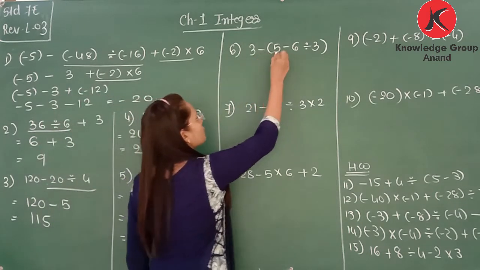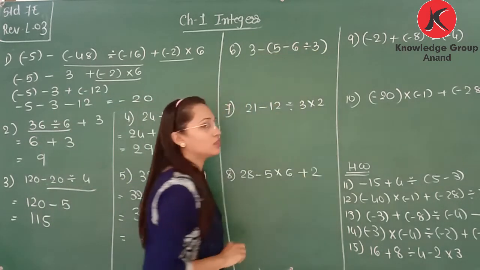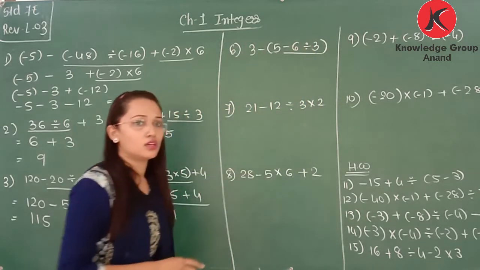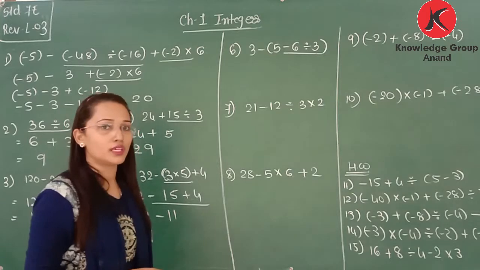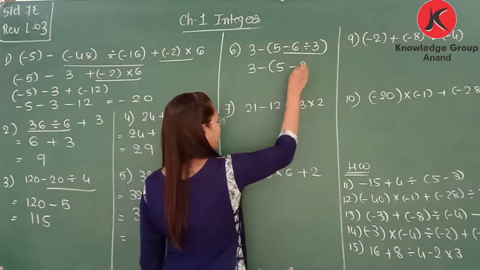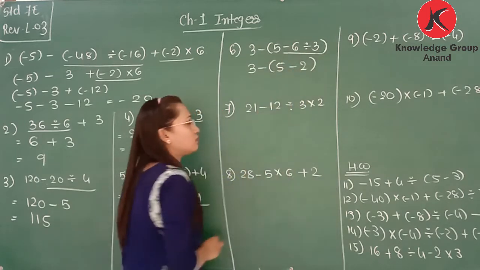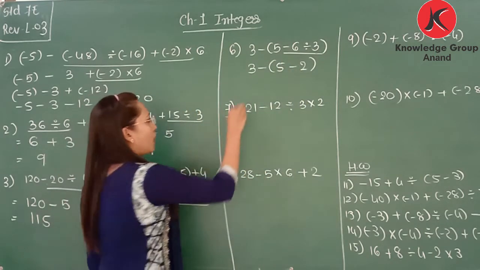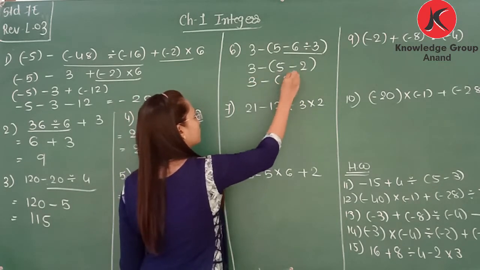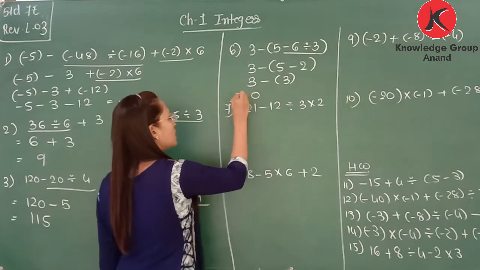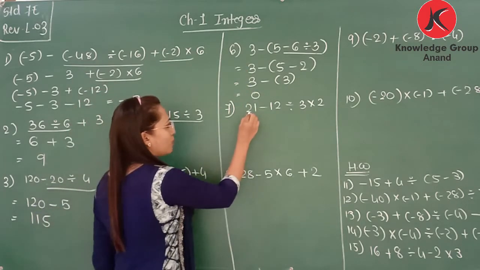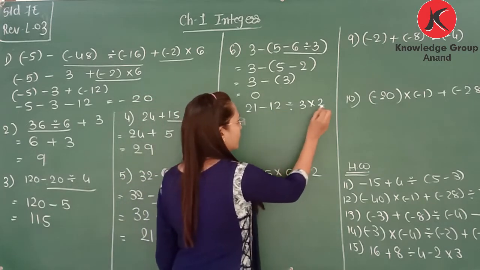3 minus 5 minus 6 divide 3. So again there is a division of -6 divide 3. So -6 divide 3 will give 2. That is -2, because -6 divide 3 is -2. Now 5 minus 2 is 3. Now 3 minus 3 is 0. Clear?